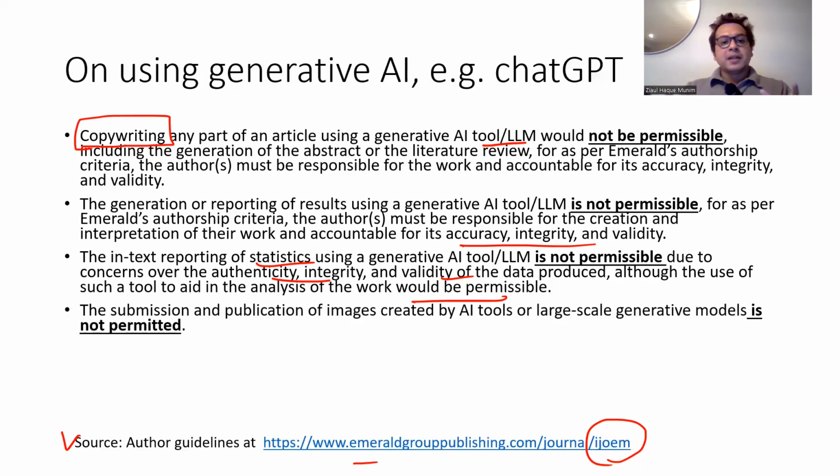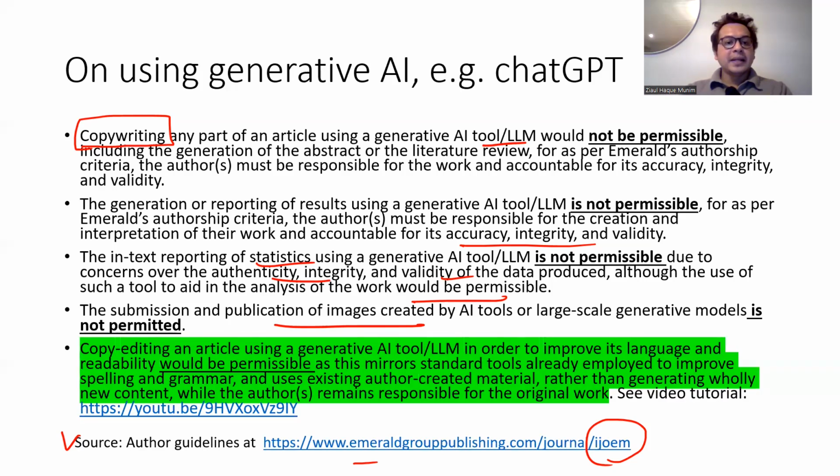Also, the submission and publication of images created by AI tools or large-scale generative models is not permitted. Most of the images that we put in our journal articles must be developed by the authors, because the journals cannot really copyright them when they publish if they're produced by some other sources. So most of the images should be developed by different software, such as statistical analysis software and tools, but they have to be made by the authors.